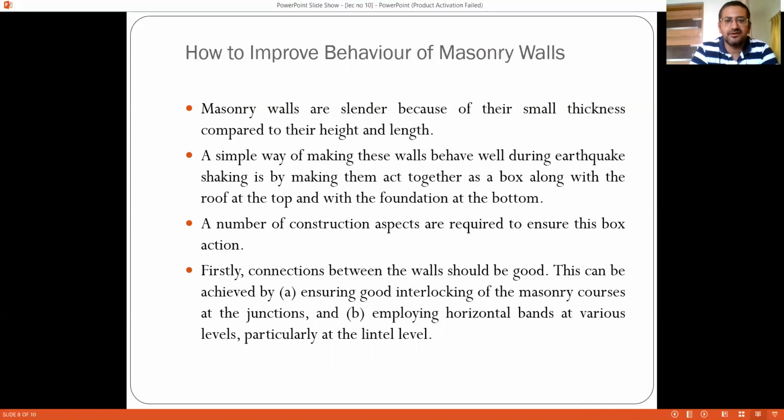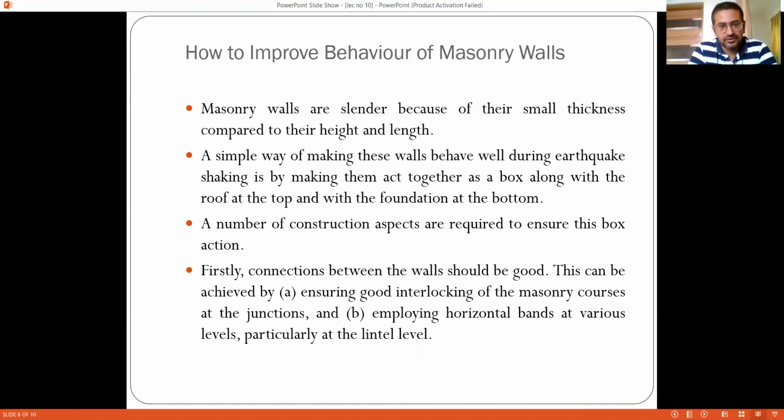Right. So the simple way of making these walls behave well during an earthquake is that proper connection should be there between these walls, and this proper connection can be established by forcing them to act like a box when they are subjected to horizontal forces. A number of construction aspects are required to ensure this box section, which we will be discussing in the subsequent lectures of this particular series.